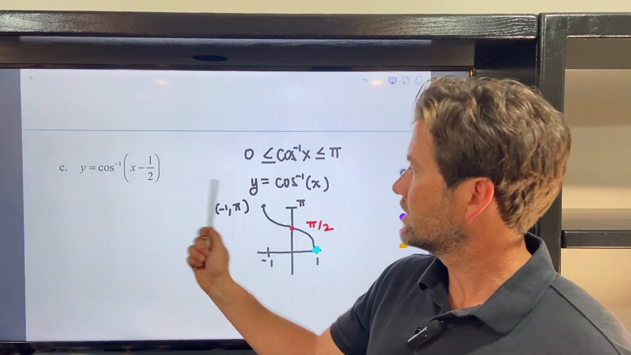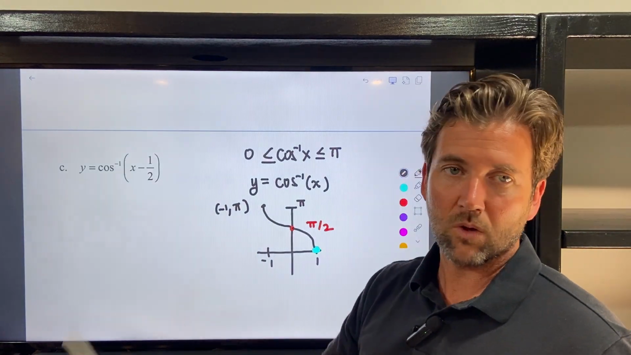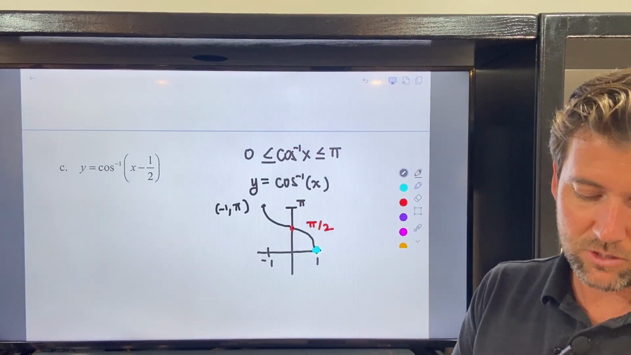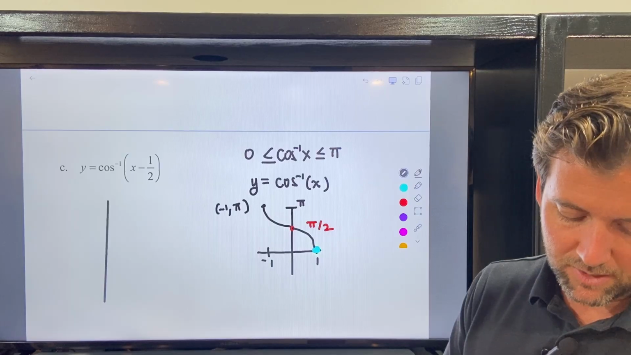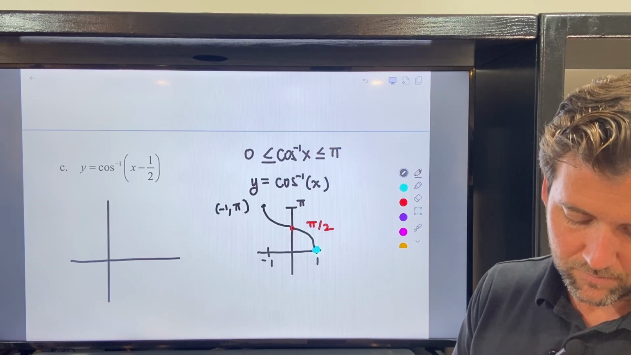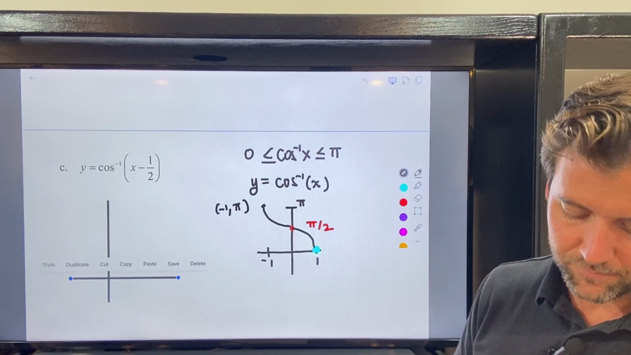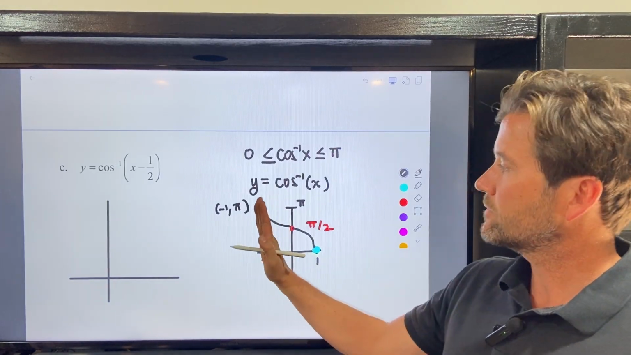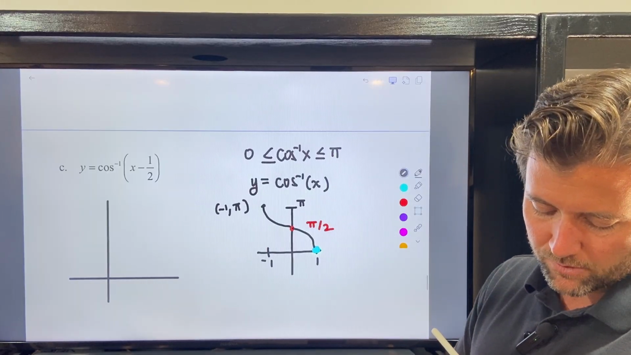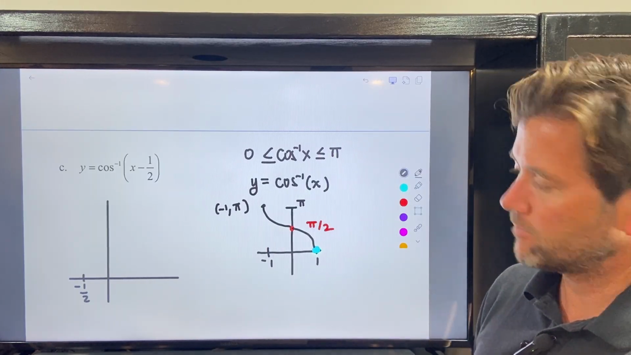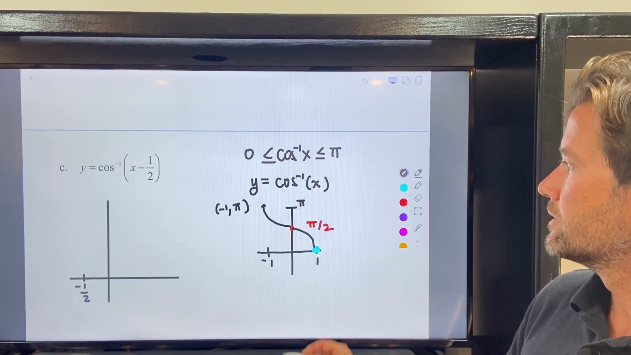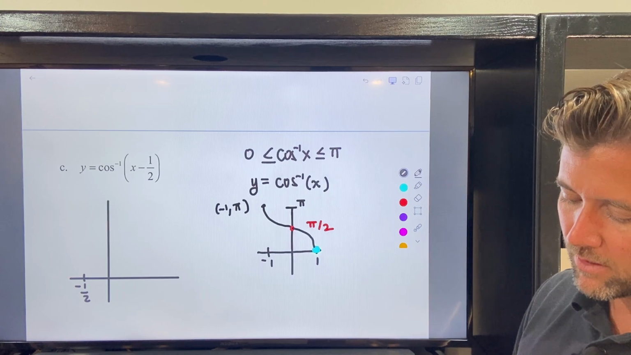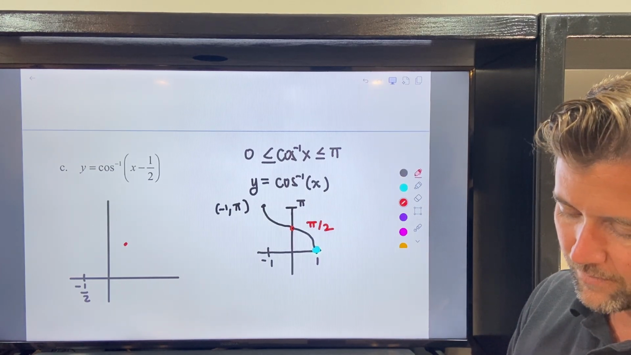Now we're shifting this parent function to the right a half a unit. That's not going to change our range, but it will change our domain. So instead of -1 being the smallest value for x, if I shift this whole graph to the right a half, the smallest value will now be -1/2. All the points are moving to the right a half, but this one in particular, this red one, I'm going to graph it. It'd be over here somewhere.